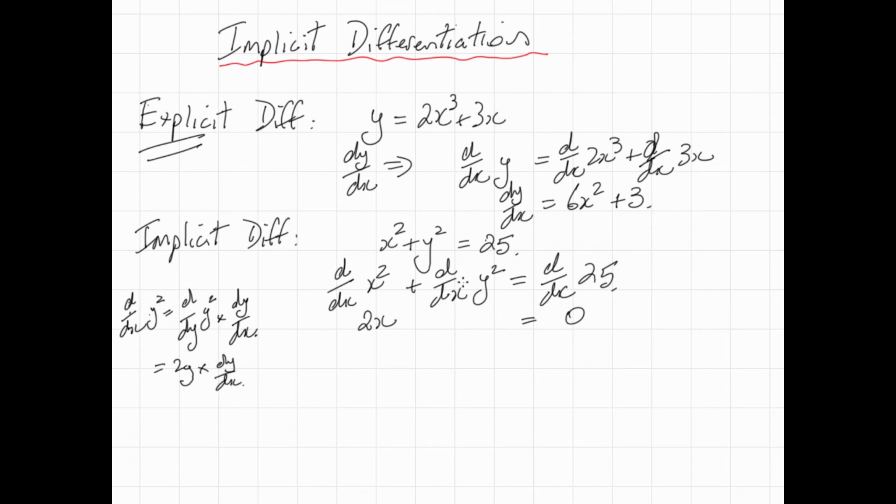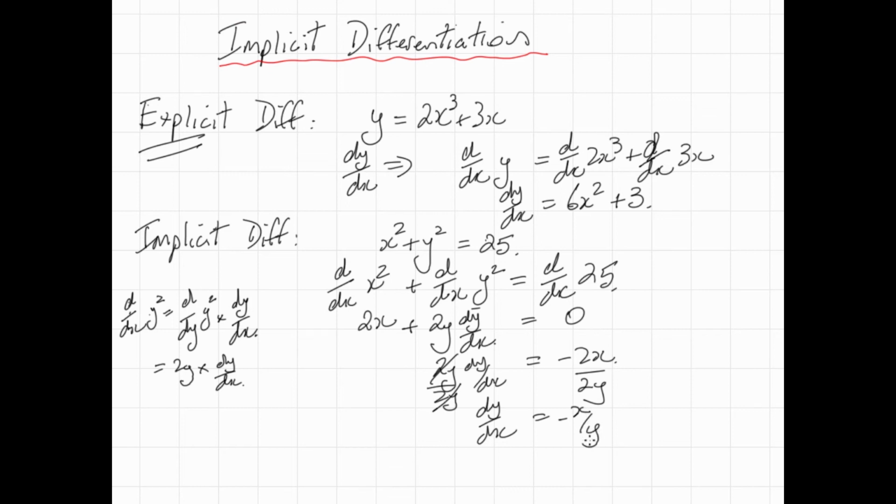So I can now, instead of that, write plus 2y dy dx. I want to get dy dx by itself, so I've got to get that 2x to the other side. So you've got 2y dy dx equals negative 2x. I want to get dy dx by itself, so I divide both sides by 2y. They will cancel each other out, and you get dy dx, and I think 2 will go into top and bottom, is minus x on y.